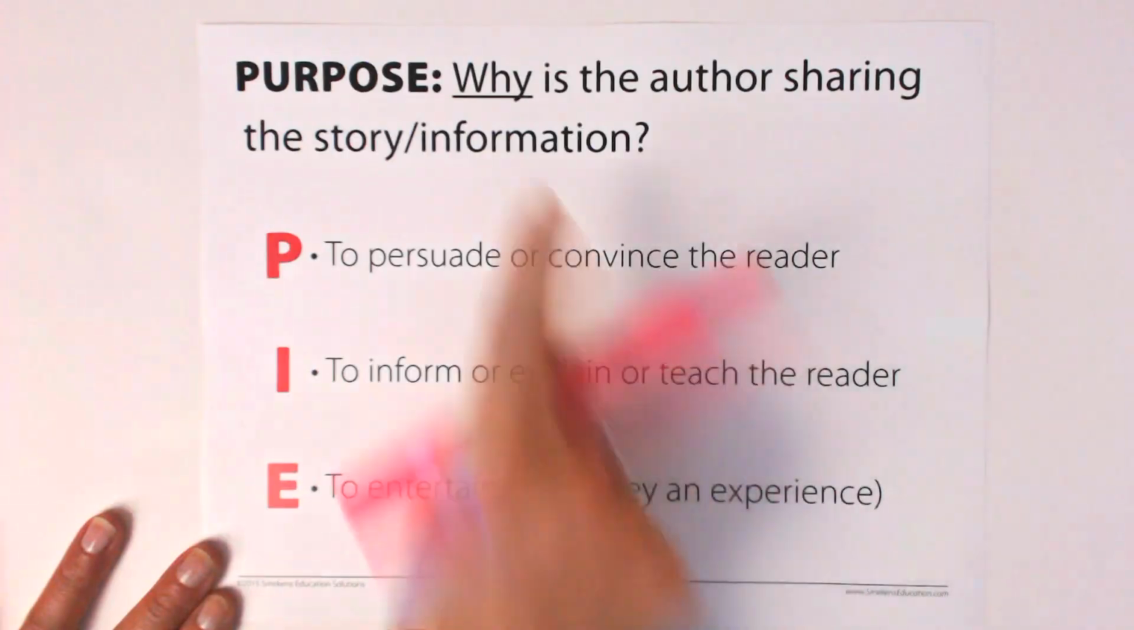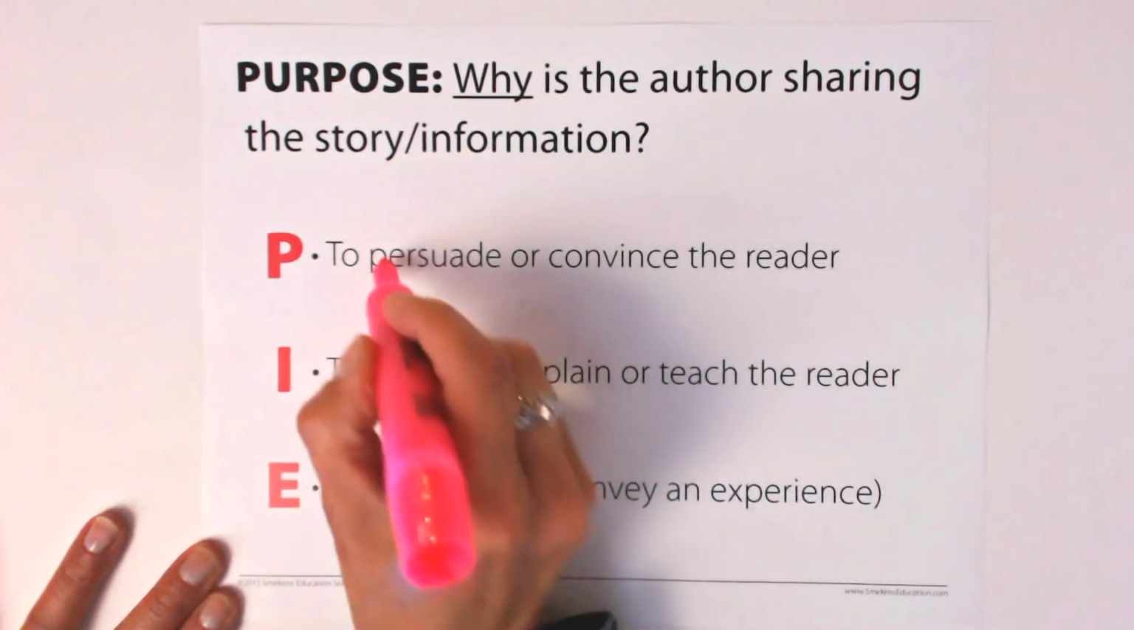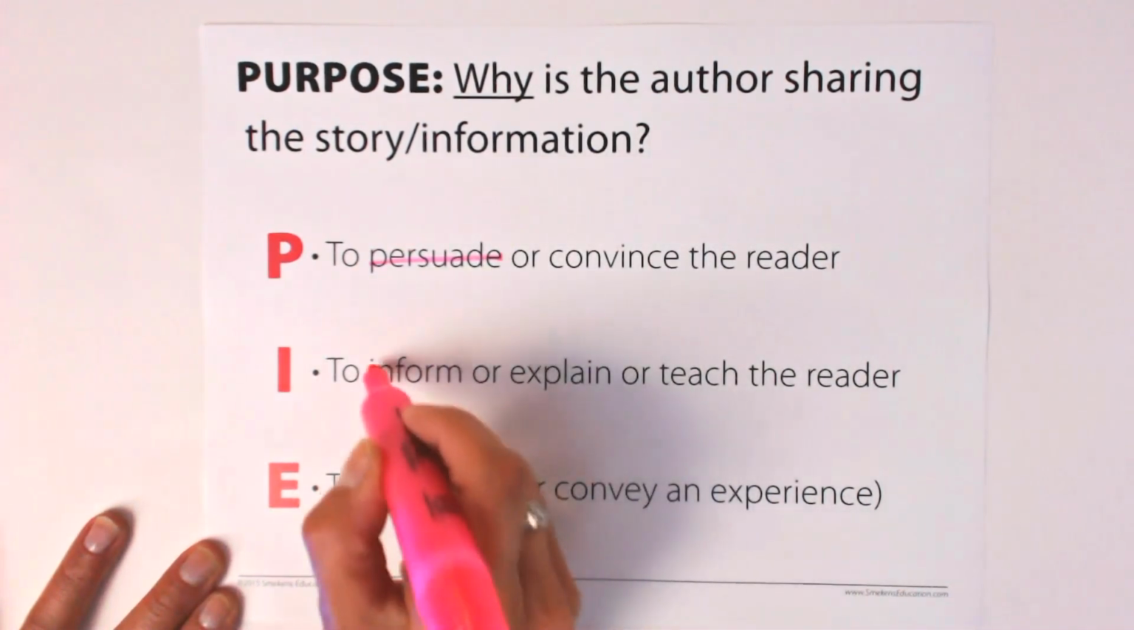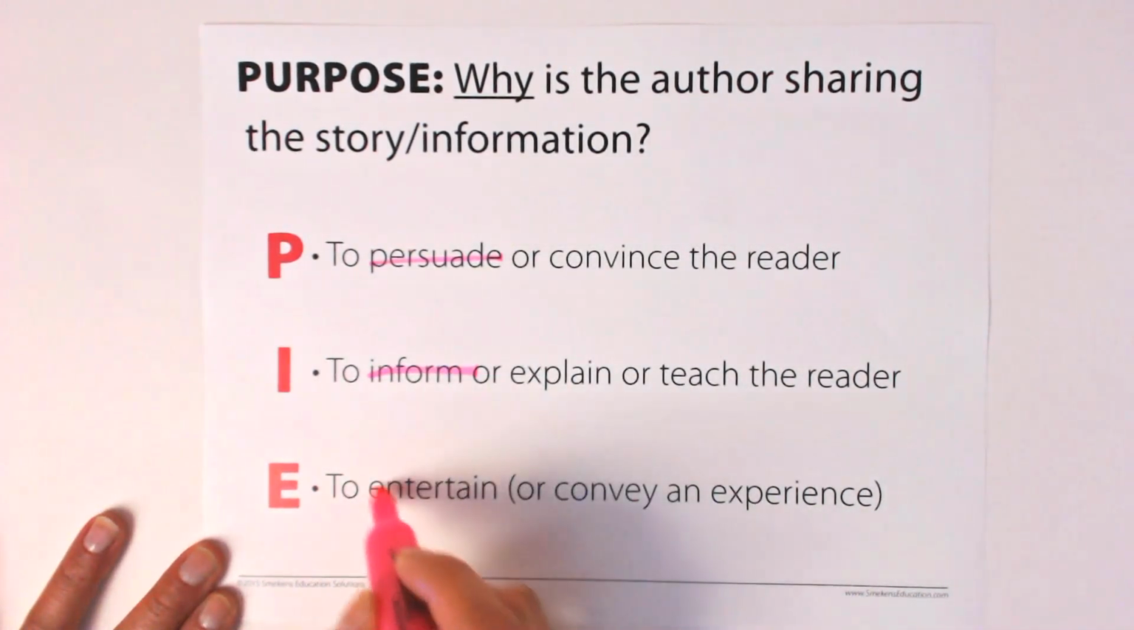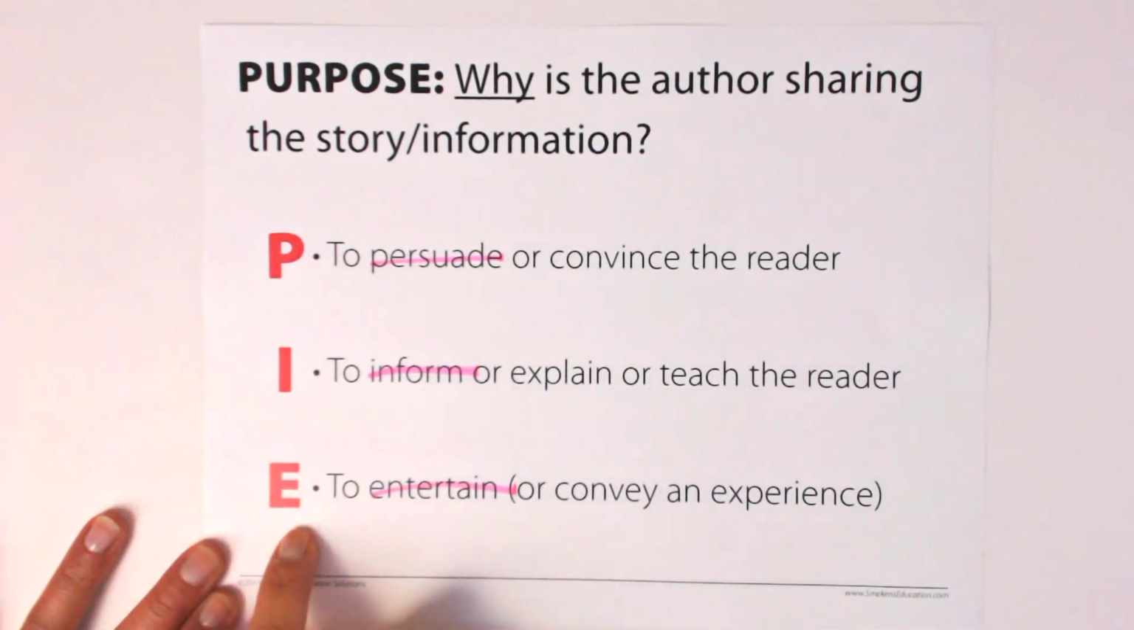First, purpose. The author's purpose is why he wrote what he wrote. And there are three common purposes or reasons authors write, and they can be easily remembered with the acronym PIE. So why do authors write? They write to persuade, they write to inform, or they write to entertain. PIE. So purpose is why the author is writing.